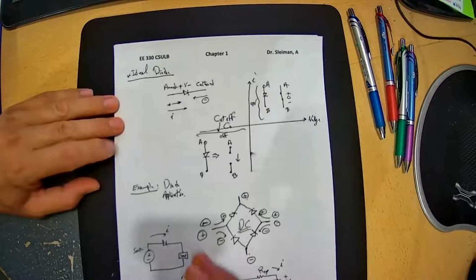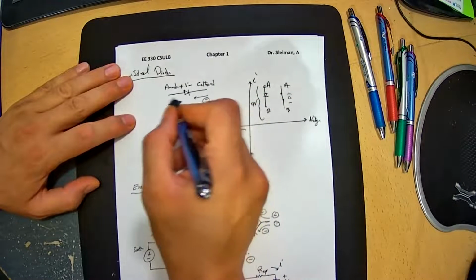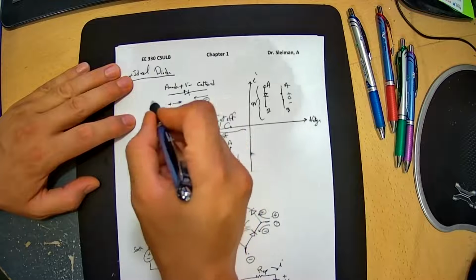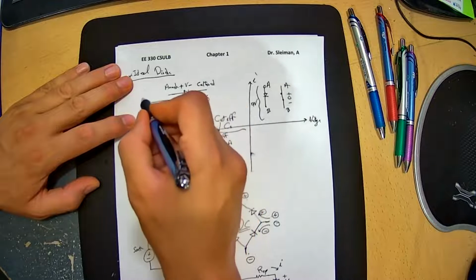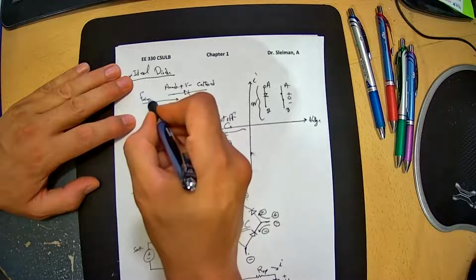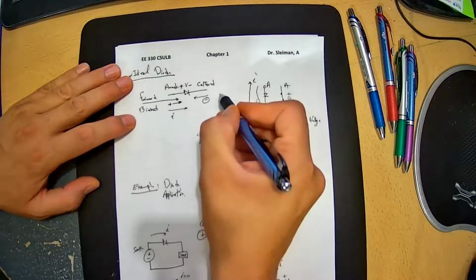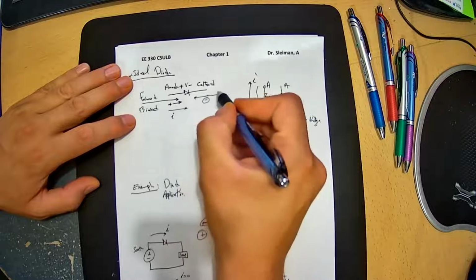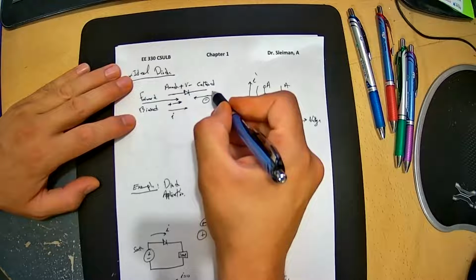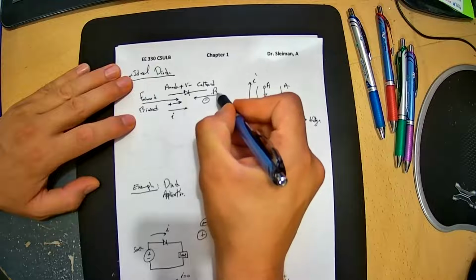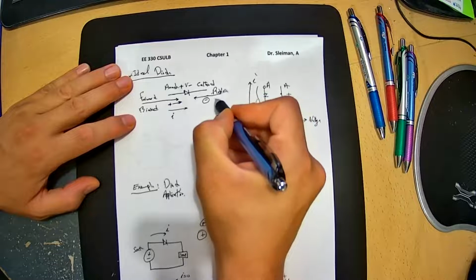I think I forgot to mention that when the current or the voltage is introduced in the positive direction here, we call this forward bias. If we introduce the negative on this side of the diode, we call it reverse bias.